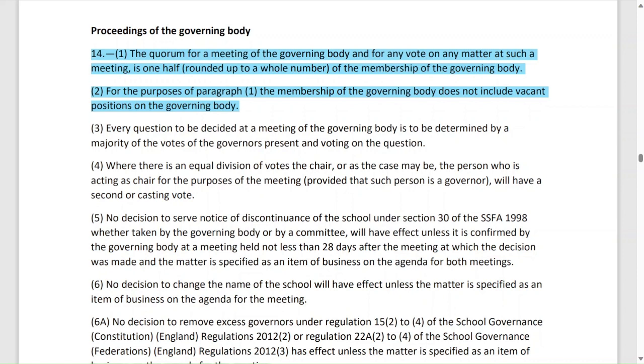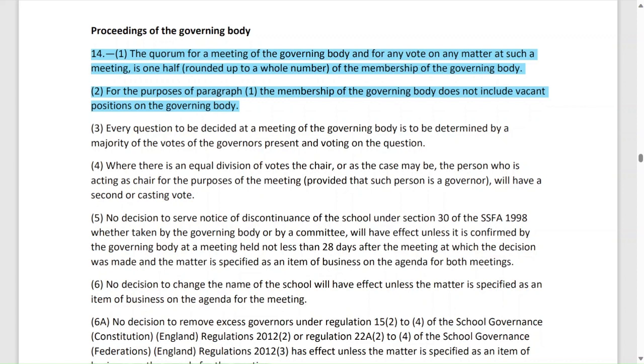If you divide your governors in half and end up with a fraction of a governor, so you get a figure like 5.5 or 6.5, then the law tells us to round up rather than round down. So if you have 11 governors in post, half of 11 is 5.5, and we round that 5.5 up to 6. If you have 11 governors in post, your quorum for a full board meeting is 6.